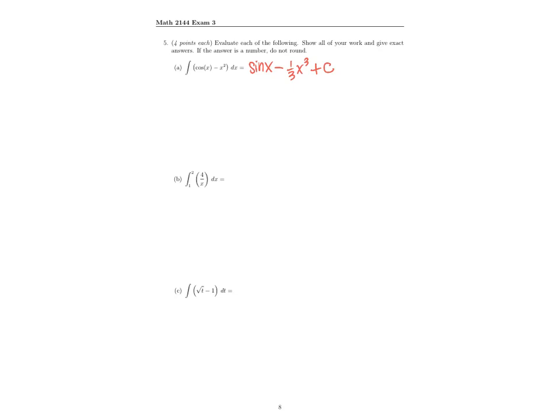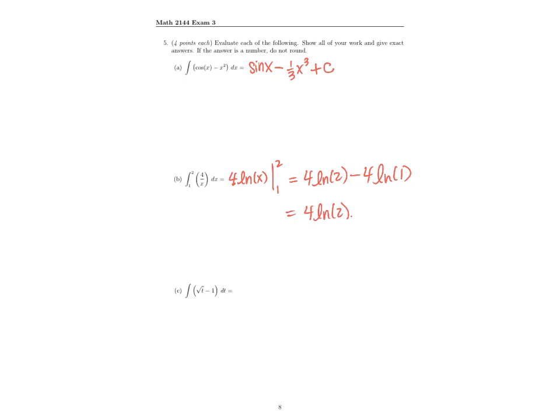Okay, for the next one, an antiderivative of 4 over x is 4 times the natural log of x. And I want to evaluate that from 1 to 2. Again, that's from the fundamental theorem of calculus. So that gives me 4 natural log of 2 minus 4 natural log of 1. You might notice that the natural log of 1 is 0. So the answer is really 4 natural log of 2.